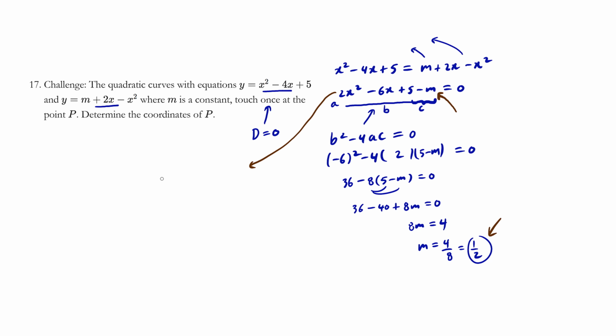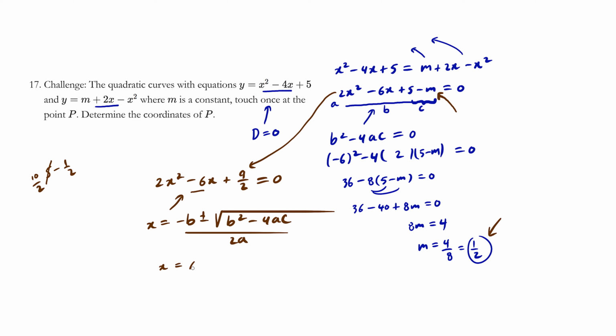x equals minus b plus or minus the square root of b squared minus 4ac, all over 2a. So let's figure out this root. x equals minus b, minus of negative 6 is 6, plus or minus the square root of, we're expecting 0 because we know there's only one solution. The plus or minus has no effect. So b squared is negative 6 squared minus 4 times ac. a happens to be 2, c happens to be 9 over 2 or 4.5, same thing, all over 2 times a.